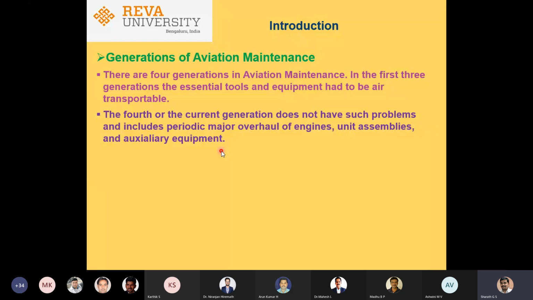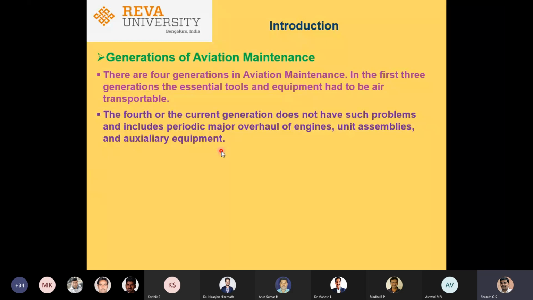And in the first three generations, there was only reactive maintenance. We used to fix the problem only when the problem comes. There was no preventive maintenance or condition maintenance carried out.